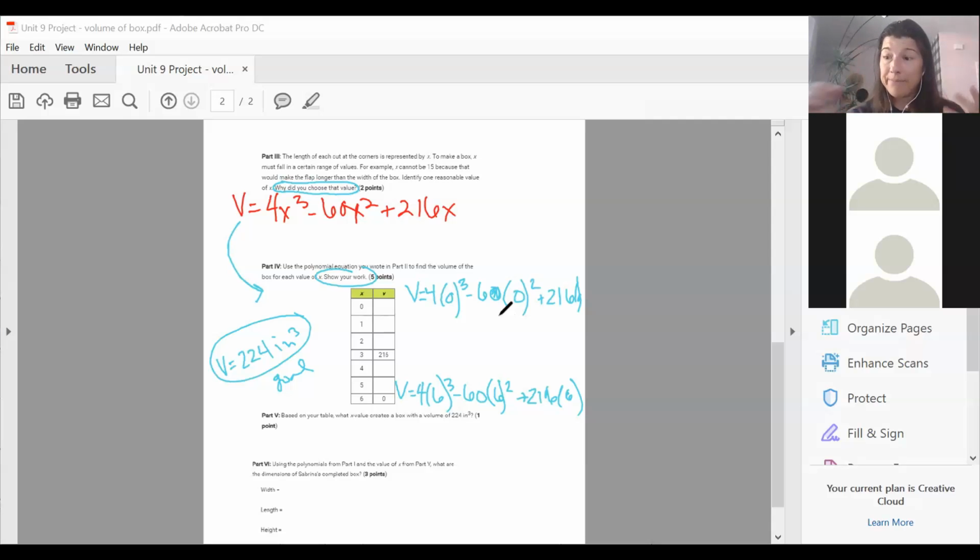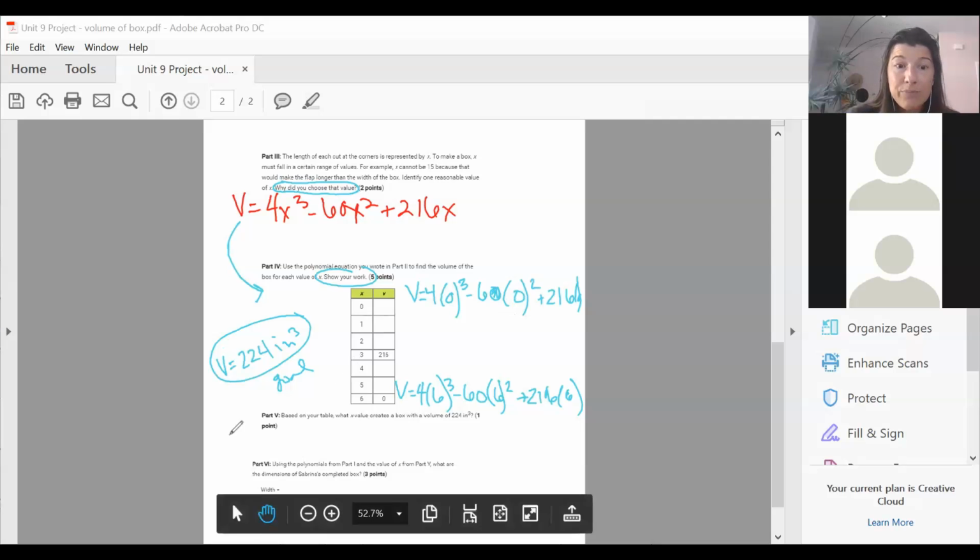But have no fear, because remember, your width, you had an expression for. Your width was 12 minus 2x. Your length was 18 minus 2x, and your height is x.